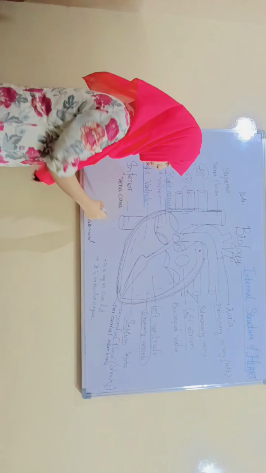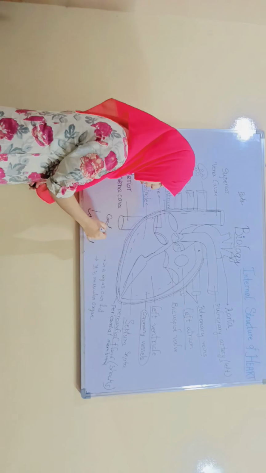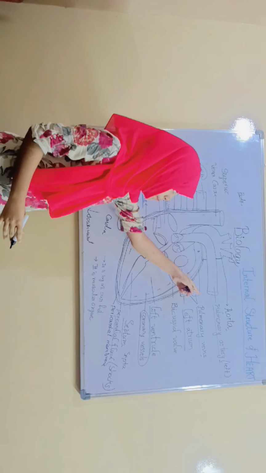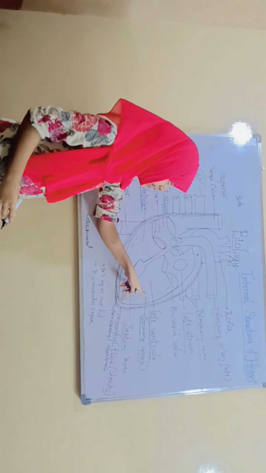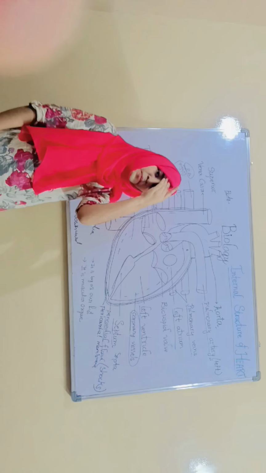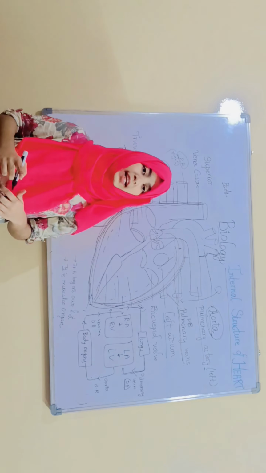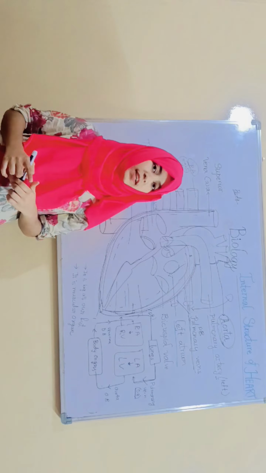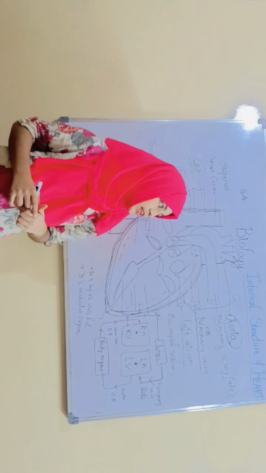Now I will explain you about the cardiac cycle. How this process happens, what happens when blood enters into left ventricle, what happens in the right ventricle. Cardiac cycle: one contraction and relaxation of atria and ventricles is called cardiac cycle.